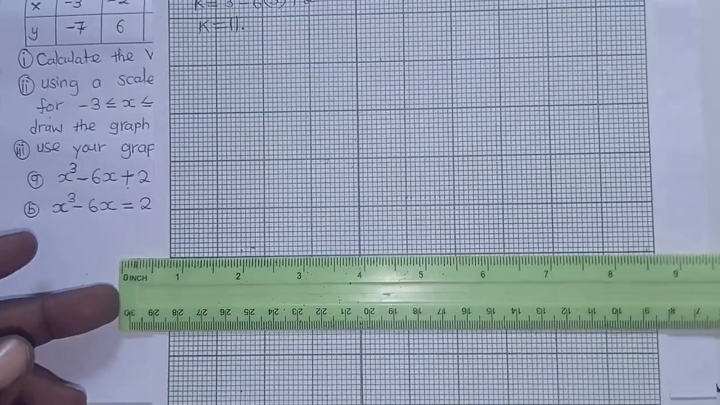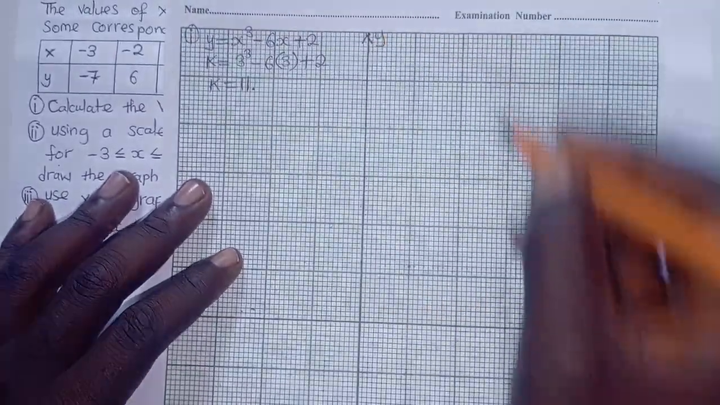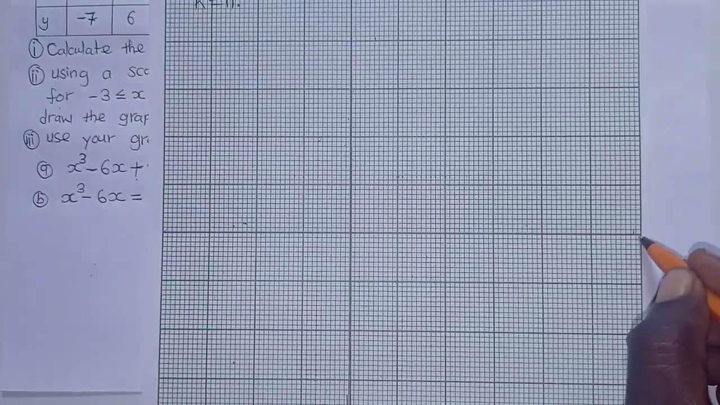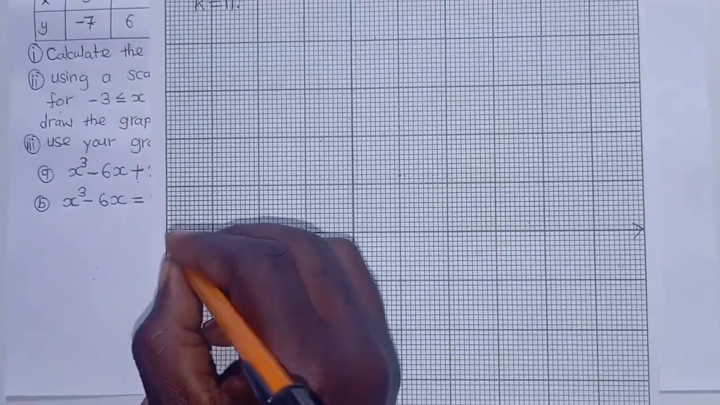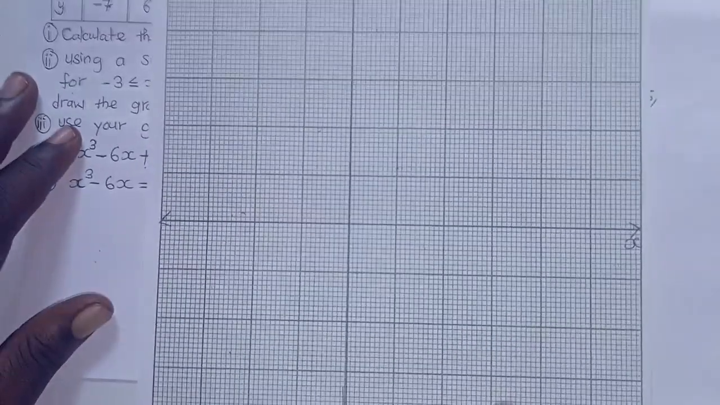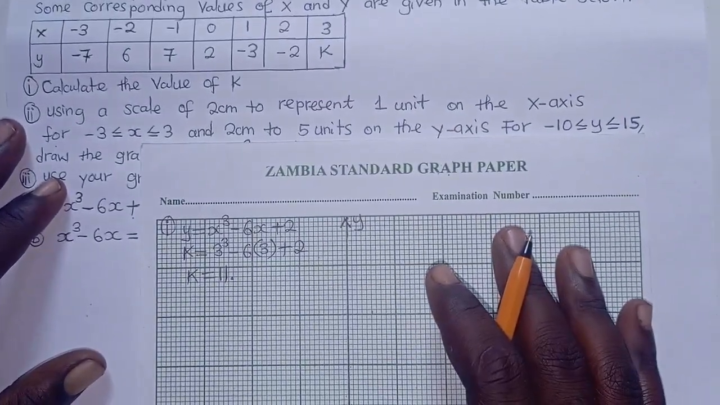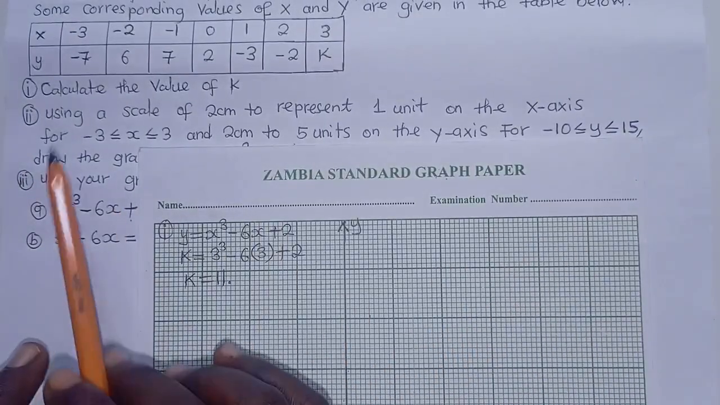So after doing this, have you seen? I know that this is the y-axis. This one is the x-axis. I do this everywhere. So this is the x-axis. Even down here, I also do the same. I go to the scale now. After doing this, I need to go to the scale.